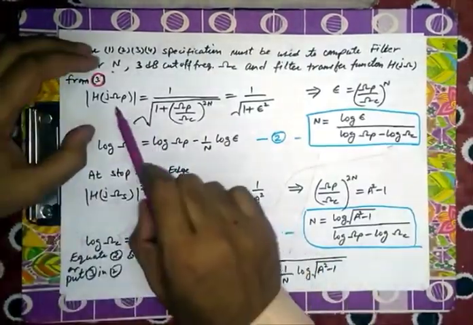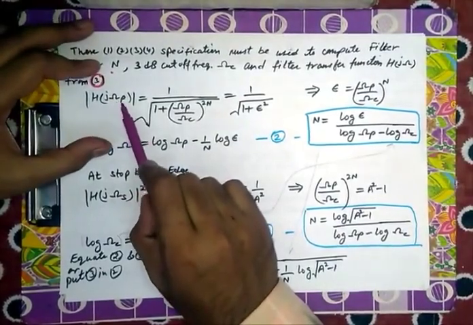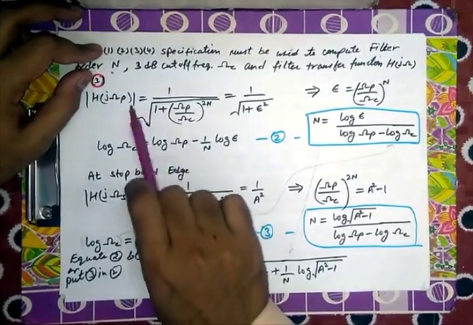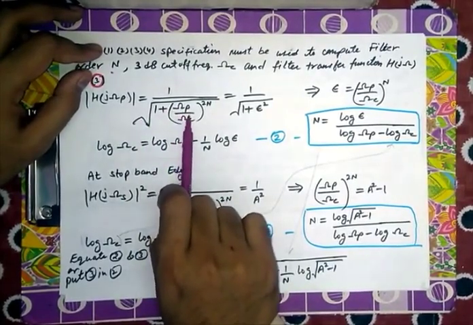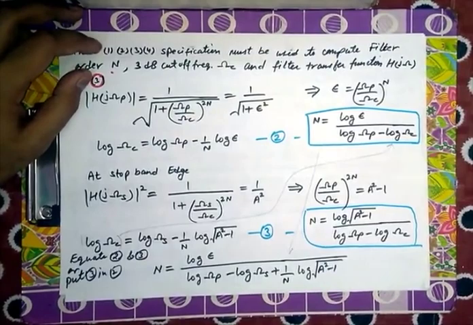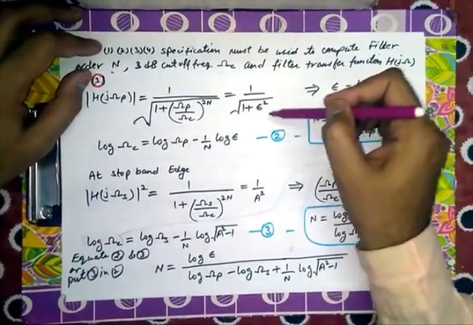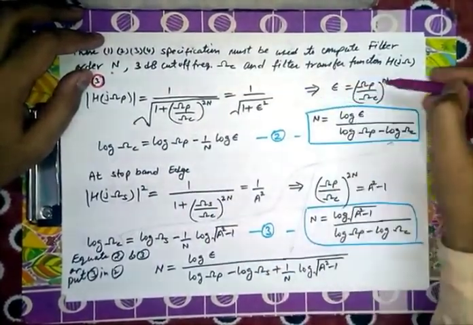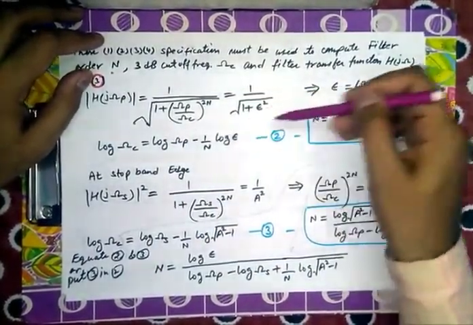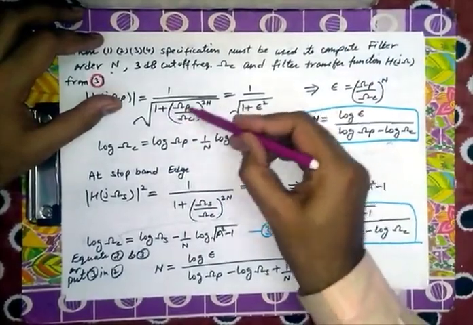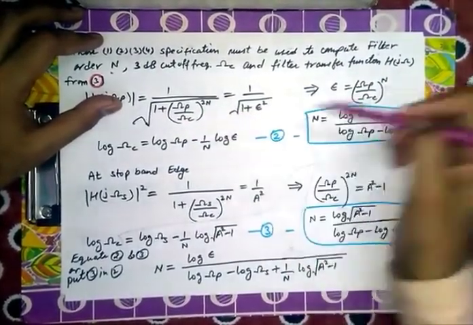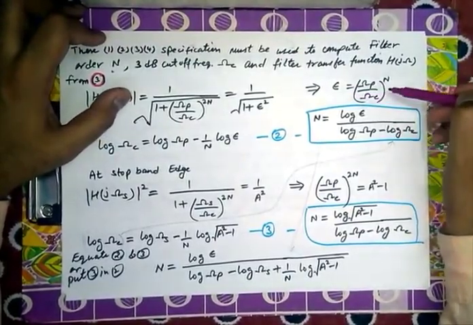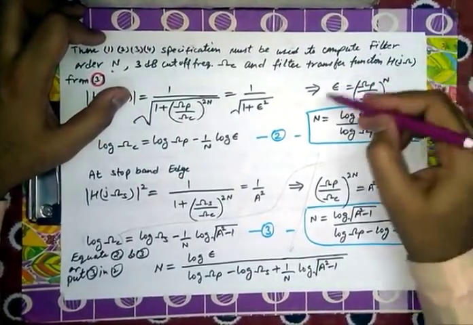So this equation becomes H(jΩp), that is at the passband edge frequency, 1 upon the square root of 1 plus, putting Ω equal to Ωp in the expression, (Ωp upon Ωc) raised to power 2N, which is equal to 1 upon the square root of 1 plus epsilon squared. Comparing these two results, you can compare directly and find that this term must be equal to this term, obviously. After comparing, it becomes epsilon equal to (Ωp upon Ωc) raised to power N. It is a very good equation.